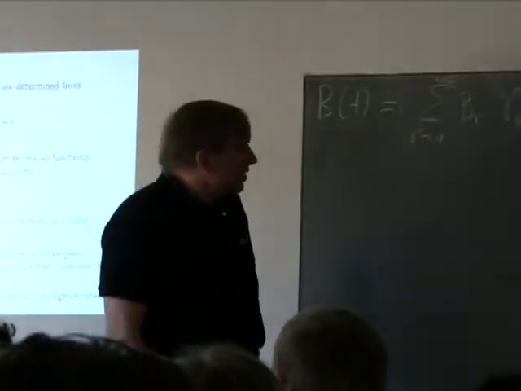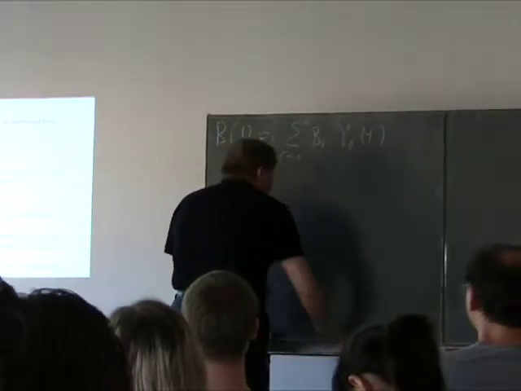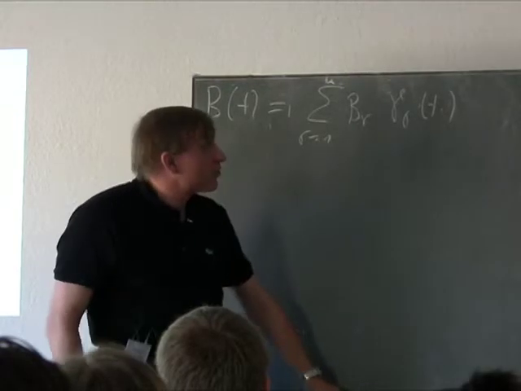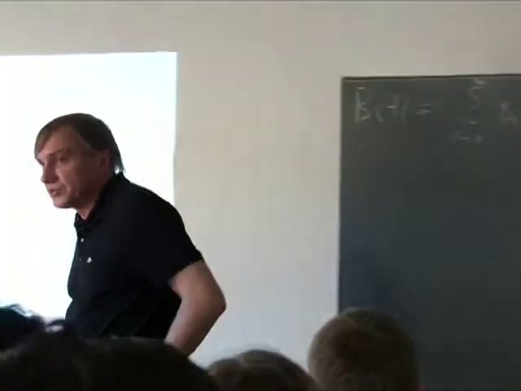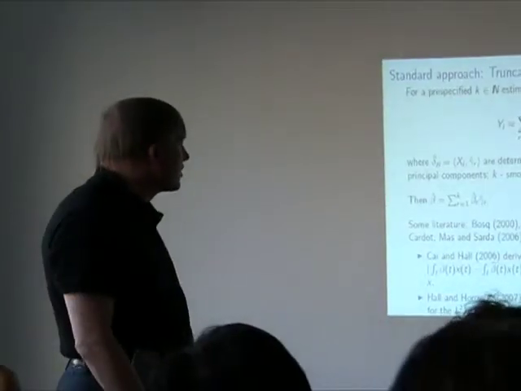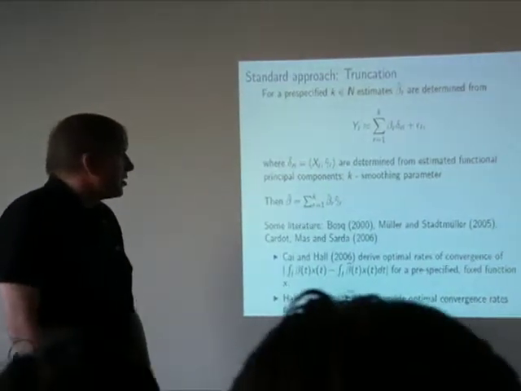You just stop at k here, and you replace the true beta by beta hat, and of course the true gamma by the empirical eigenfunction. Okay, so that's the usual approach, and there are also theoretical results in this respect.